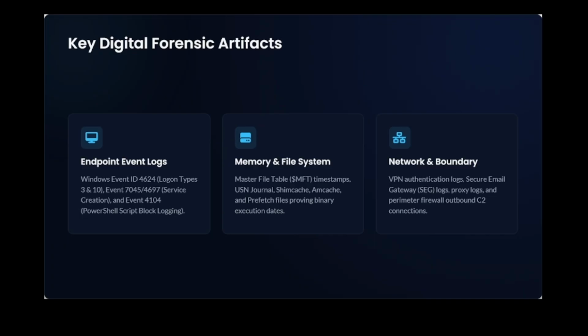There are many others. In fact, there'll probably be several videos forthcoming just on Windows event logs and what to look for. And that doesn't even deal with Mac or Linux that could be present in an environment. Memory and file system is another great one. Your master file table has timestamps on it of programs installed and executed. Your USN journal, your ShimCache, your AmCache, your prefetch, all provide what they call binary execution dates.